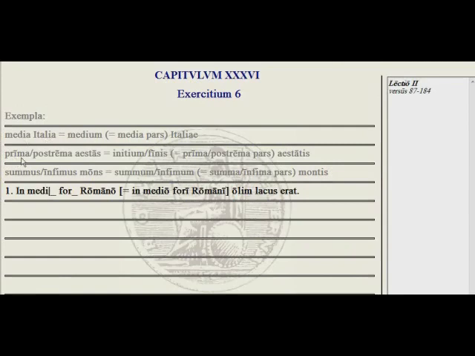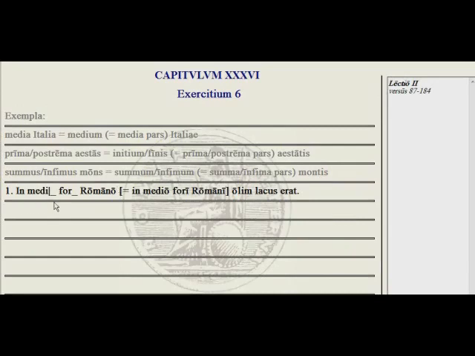Same thing here, prima or postrema aestas, so the first summer or the last summer is actually initium or finis aestatis, the first part or the last part of summer. Prima pars or postrema pars aestatis. So summus and infimus mons, the highest mountain or the lowest mountain, is actually the summa pars or infima pars, the highest or lowest part of the mountain. So let's practice that here.